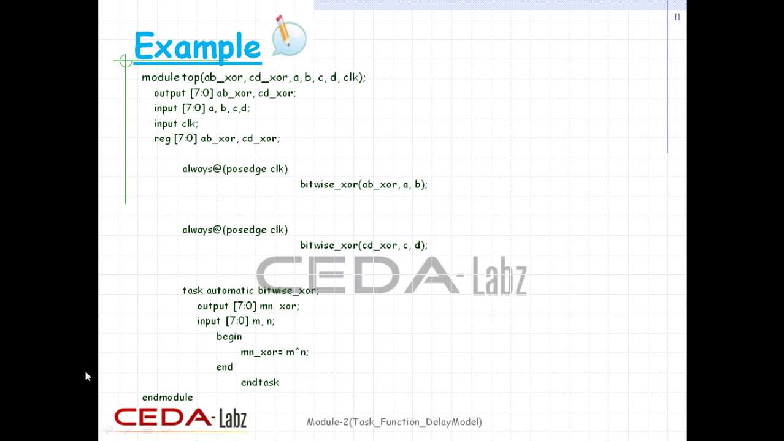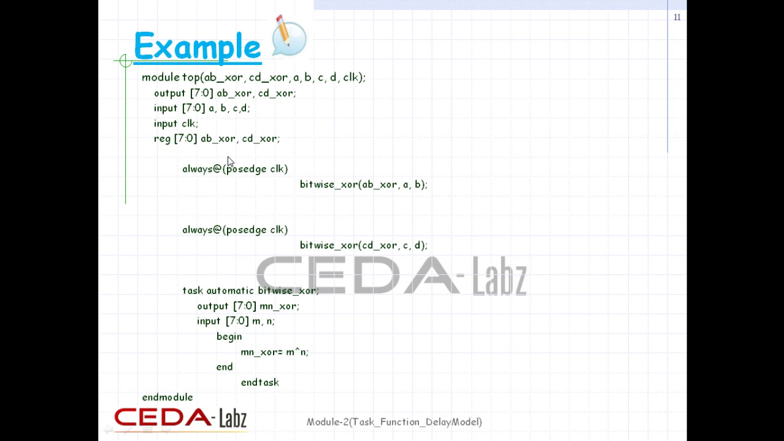We started with the keyword module. The module name is top, followed by a port list. We want to do an 8-bit XORing operation of variables A, B, and C, D. The outputs, A B XOR and C D XOR, are 8-bit. Similarly, input variables are 8-bit. Clock is defined as input. And here output is defined as reg type, as in behavioral modeling output is of reg data type.